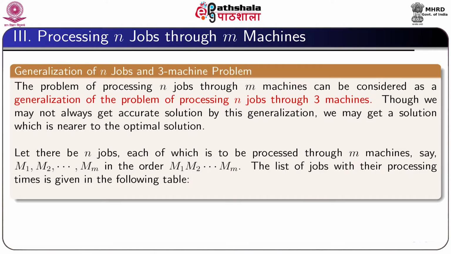Let us start our discussion on the type 3 job sequencing problem, that is, processing of n jobs through m machines. The n jobs and m machines problem can be considered as a generalization of the n jobs and 3 machines problem. Though we may not get an accurate solution by generalizing the procedure of the n jobs and 3 machines problem to the n jobs and m machines problem, we may get a solution which is nearer to the optimal solution.